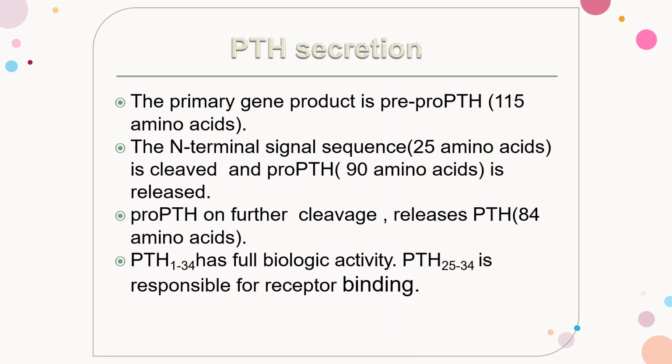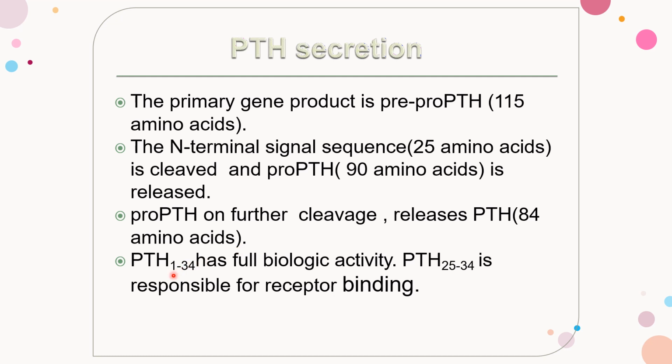Parathyroid hormone is a single-chain polypeptide containing 84 amino acids and its molecular weight is 9,500. Like other peptide hormones, it is synthesized from a large precursor molecule, that is pre-pro-PTH, pre-pro-parathyroid hormone, which contains 115 amino acids. The N-terminal signal sequence containing 25 amino acids is cleaved and pro-PTH containing 90 amino acids is released. Pro-parathyroid hormone on further cleavage releases parathyroid hormone containing 84 amino acids.